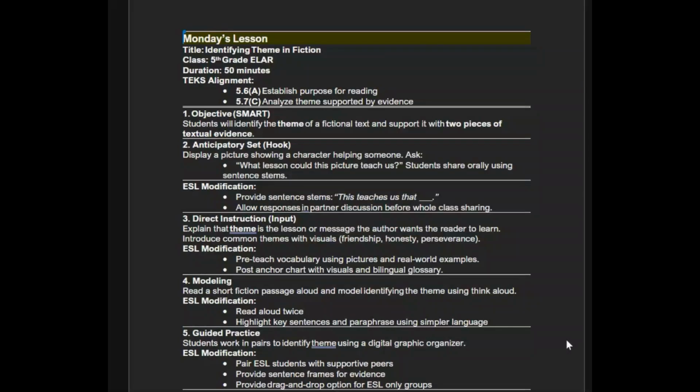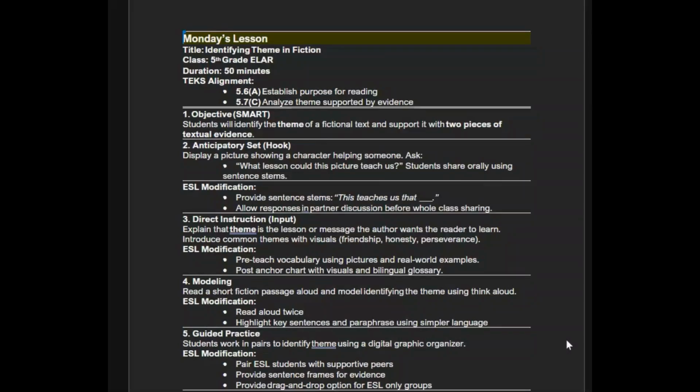So the hook that we're going to give is showing pictures of characters helping someone and asking a student, what can we learn from this? We are going to be providing modifications for ESL students in this class. So the modification would be in this point to kind of help and draw out the answer from the student, saying this teaches us that, and wait for that student to respond, and also allowing them, if they need, working partners before sharing with the whole class.